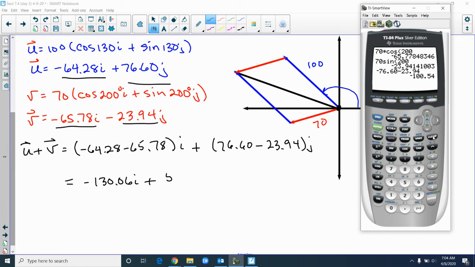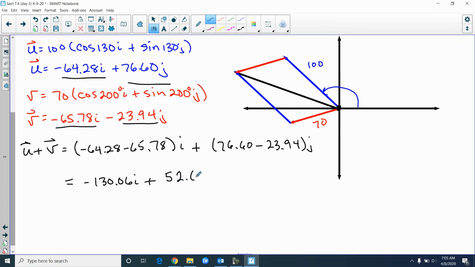Oh, it shouldn't be negative. Sorry. 76.60 minus 23.94 is 52.66, so plus 52.66 J. All right, so that is in IJ form the answer to the problem.